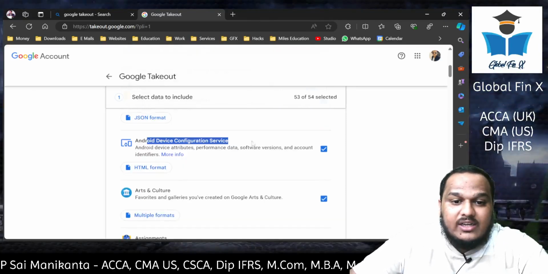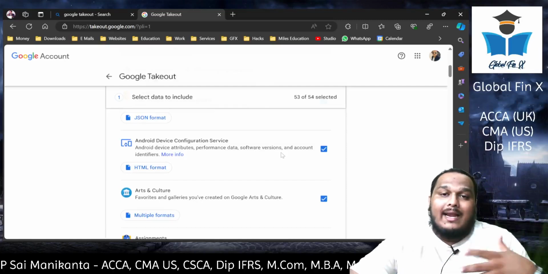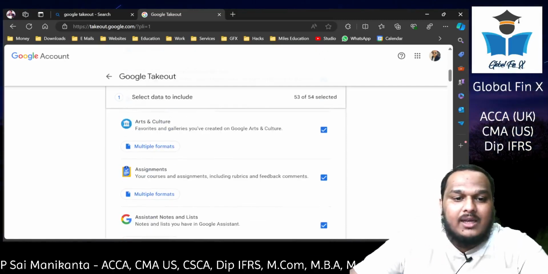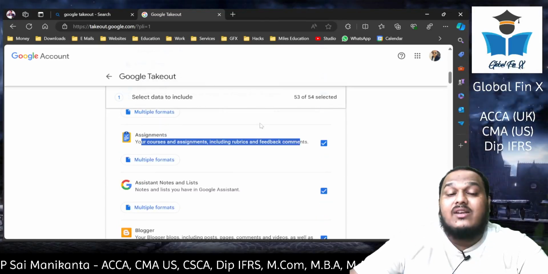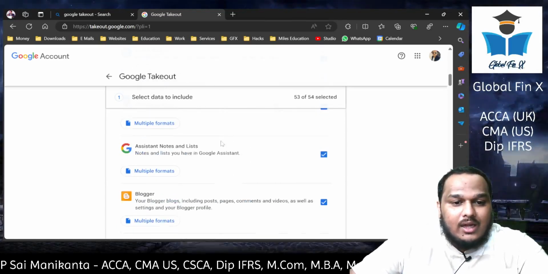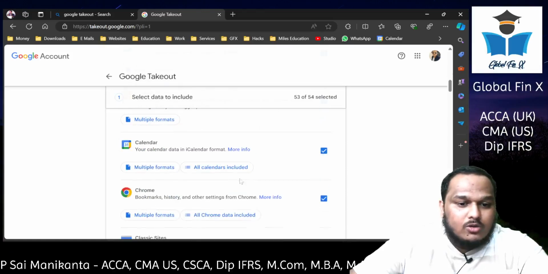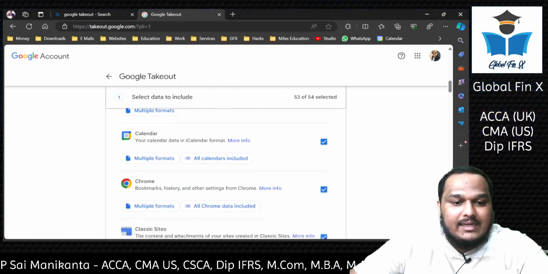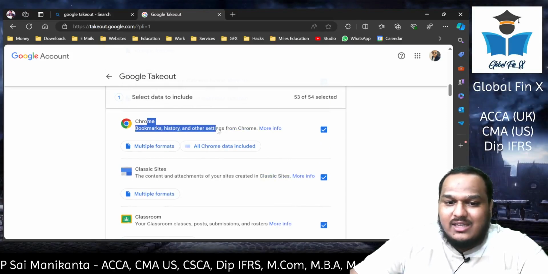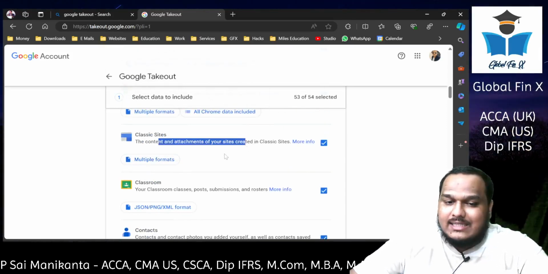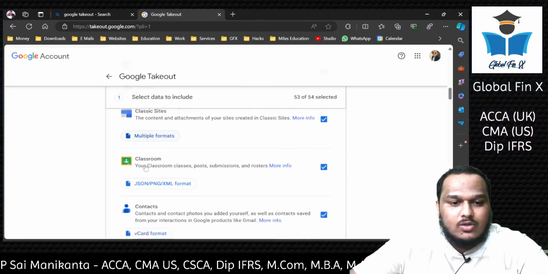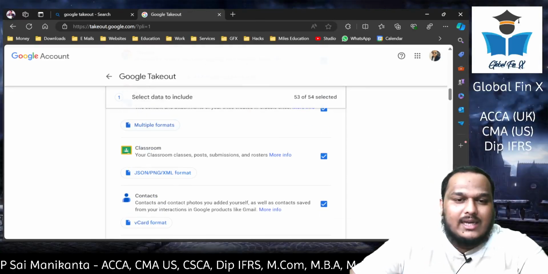Then Android device configuration, on what all Android smartphones I am logged in with my email, any art and culture related items, any assignments that I have saved in Google Classroom, do I have any blog posts, all my calendar items, my Chrome bookmarks, history, cache, passwords saved, everything. Google Classic Sites, there is something called Google Sites also. Now they removed that, discontinued that.